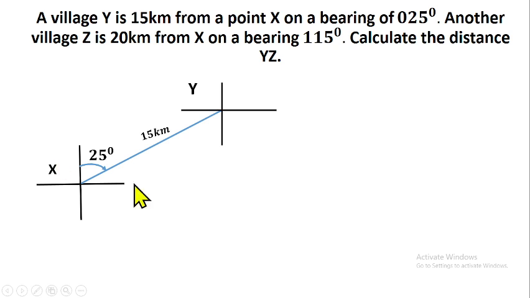From this same point X, another village is on this bearing, which is 115 degrees, and it's also a 3-digit bearing. Where would this bearing fall? Will it fall here or here? It's going to fall here because it's 115 degrees, so it's more than 90 and below 180, so it's going to be around here.